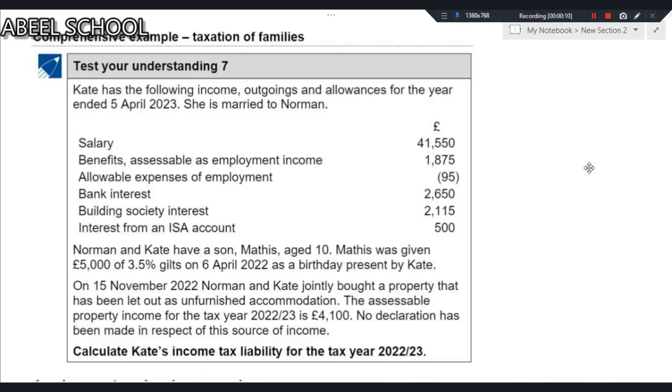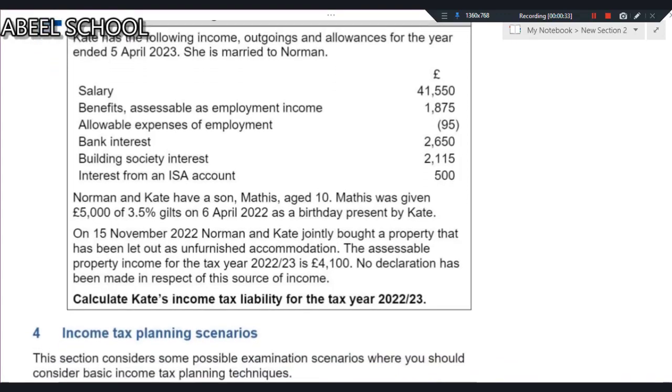In this lecture, dear student, we'll be discussing a few concepts like jointly owned assets, marriage allowance, and income of a child. So these are the three things which we will be discussing. Don't worry about the test your understanding section right now. We will come to this inshallah. But let me first discuss a few concepts.